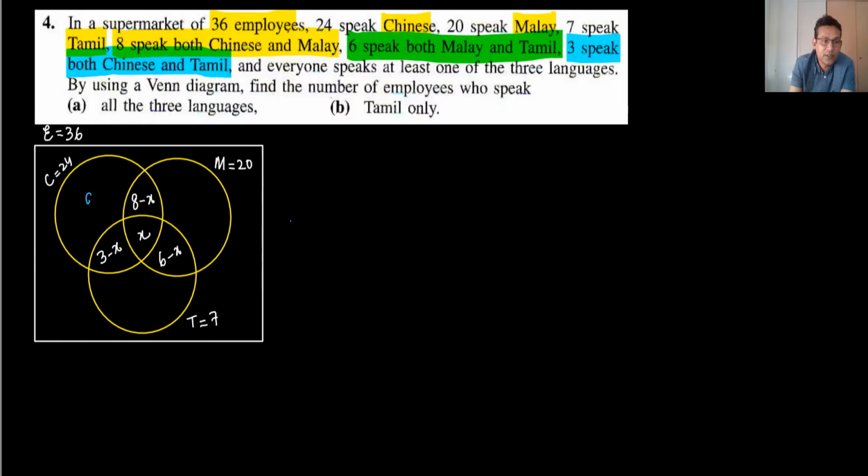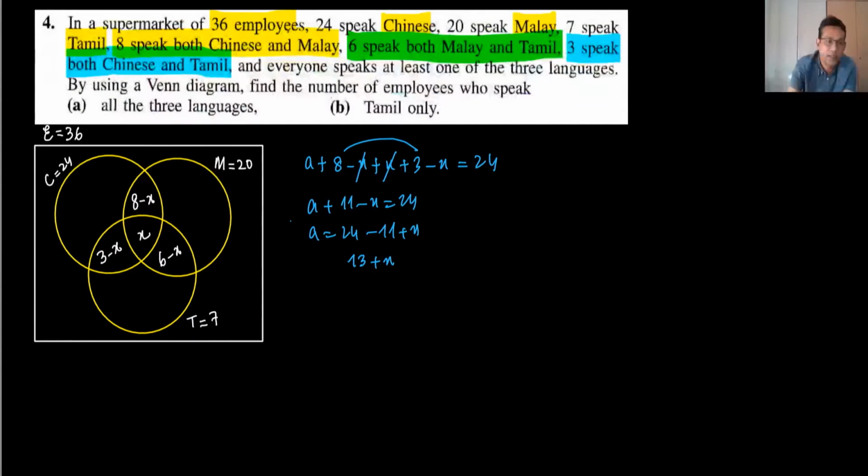Suppose this area is A. The total is 24, so you can write A plus 8 minus x plus x plus 3 minus x equals 24, because there are 24 Chinese employees. So the x cancels out. We have 8 and 3 is 11, minus x, is 24. And if you want to find A, this area is 24 minus 11 plus x, which is 13 plus x. And you can write 13 plus x here.